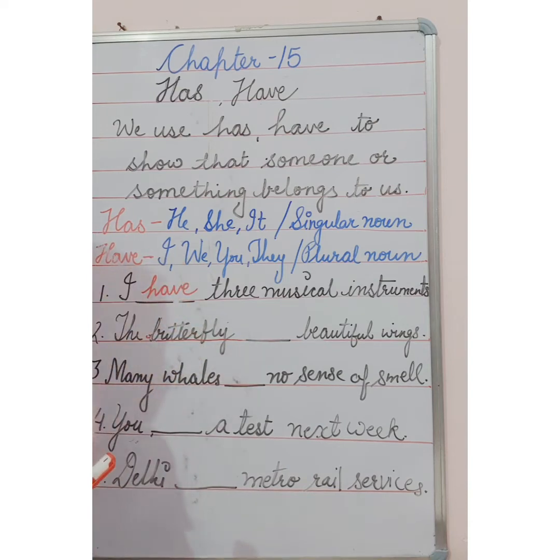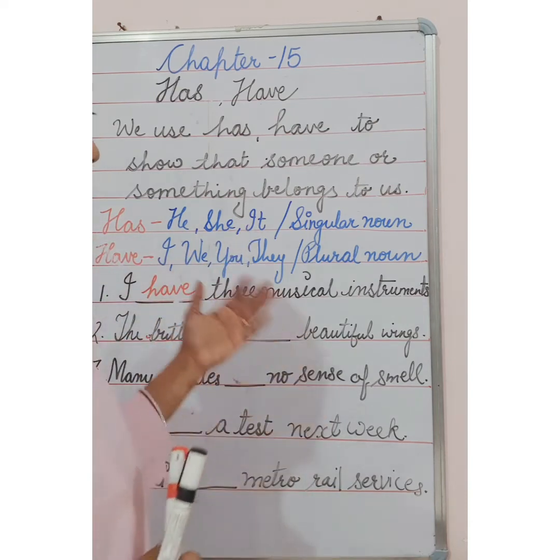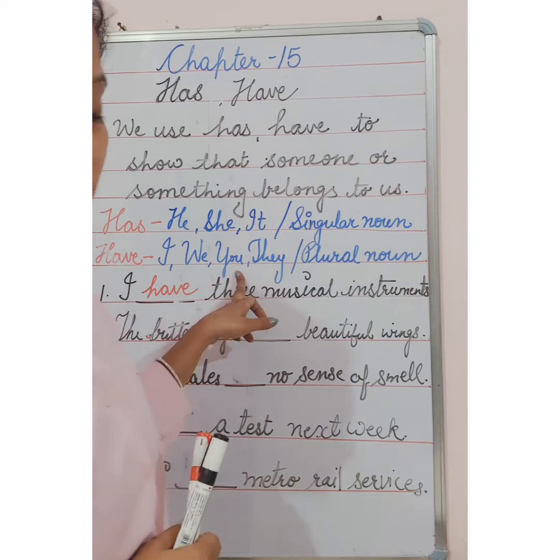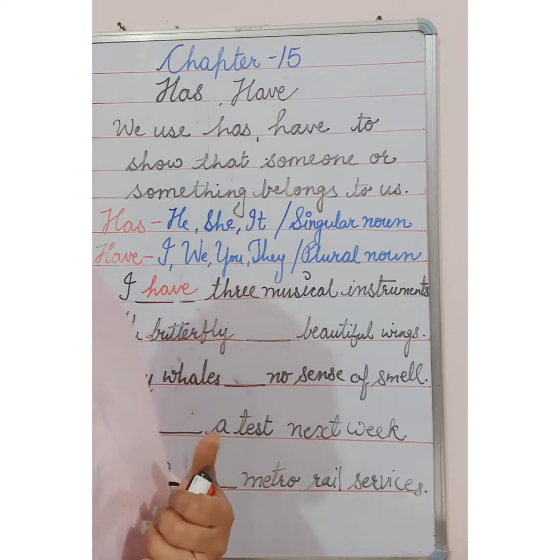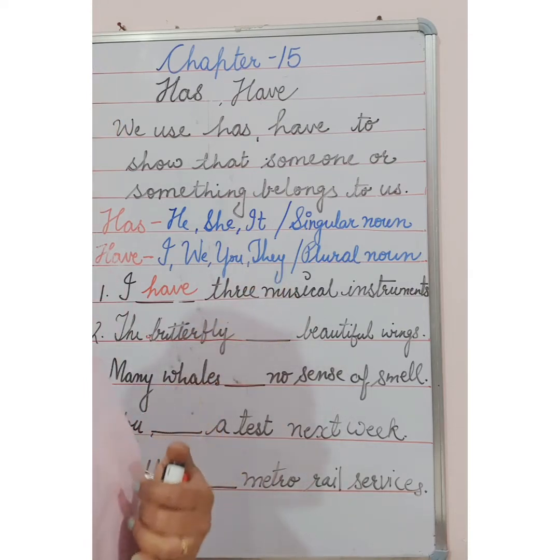So I have, we have 3 musical instruments. You have 3 musical instruments. They have 3 musical instruments. So with these we use have.